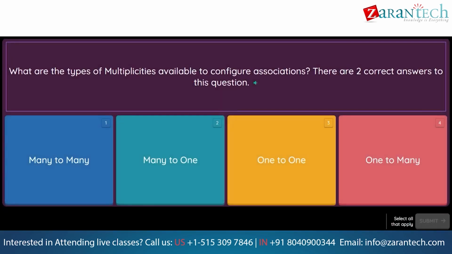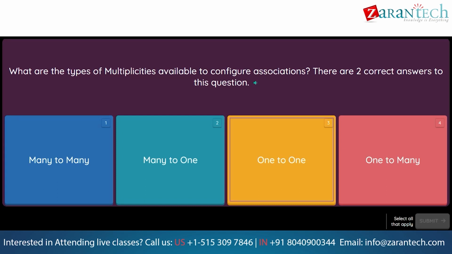Question: what are the types of multiplicities available to configure associations? There are two correct answers to this question. Option 1, many to many. Option 2, many to one. Option 3, one to one. Option 4, one to many.